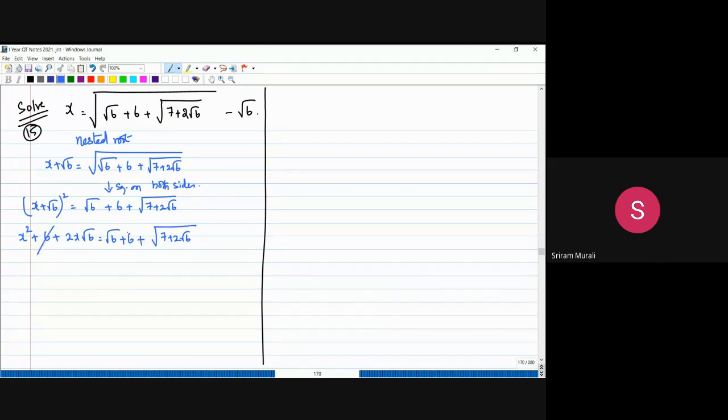Shall I cancel the 6? If I cancel 6, what do you get? It is x square plus 2x root 6. Again, this you will get as root 6 plus root 7 plus 2 root 6. Am I right? Have you understood? Yes, sir.